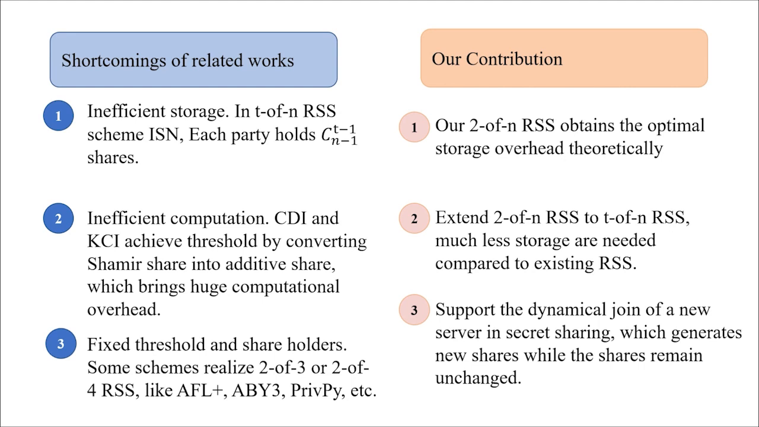Our scheme overcomes the above problems, and our contributions are summarized in three aspects. Firstly, we design a new 2LN RSS scheme and prove the optimal storage overhead theoretically. Secondly, we extend the optimal 2LN RSS to a general TLN RSS with an arbitrary threshold. The analysis demonstrates that it needs much less storage compared to prior works. Thirdly, our scheme supports the dynamic joining of a new server, which generates a new share while the existing shares remain unchanged.